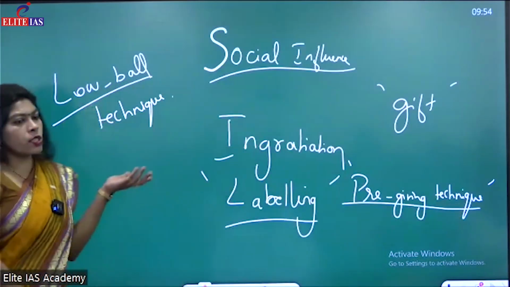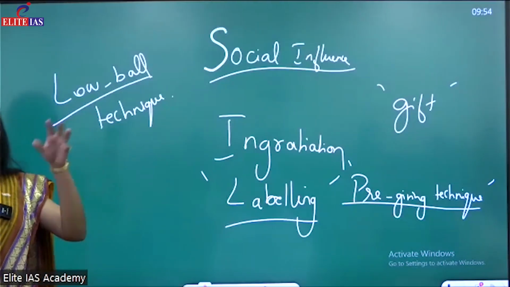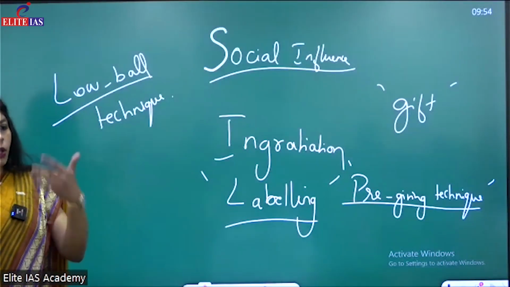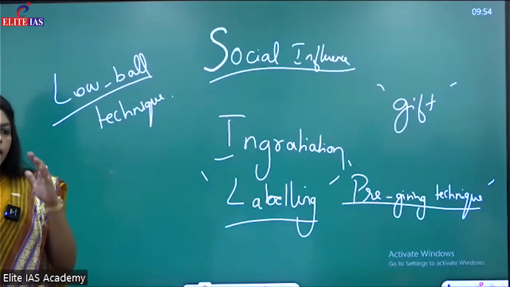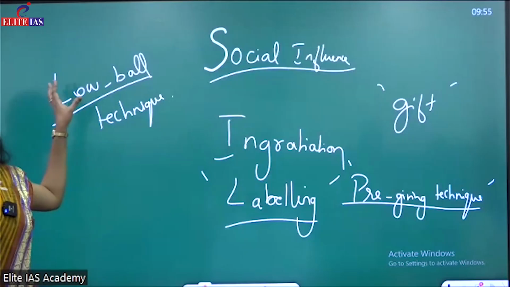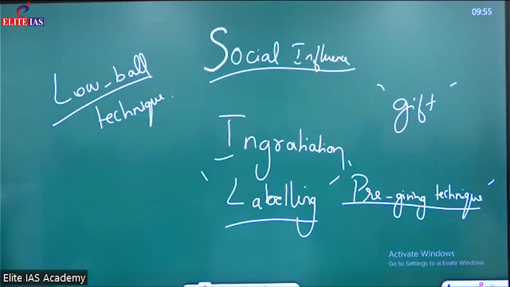Then something which is there in management, they study this low ball technique. What they do is, they try to reduce the cost of the product and lure the customers. Actually, the product rate is the same. They try to increase it and then show as if the product has been discounted. So that is the low ball technique. This is a lower technique which is used in management. It will not go well with persuasion and all.